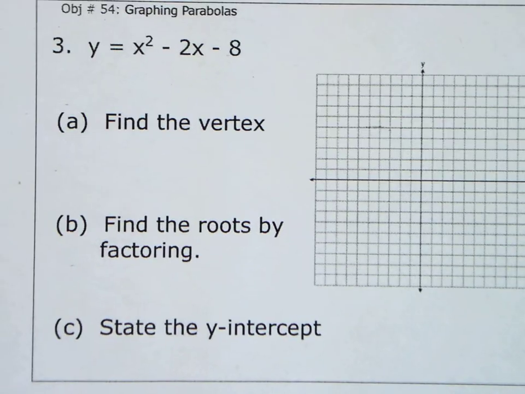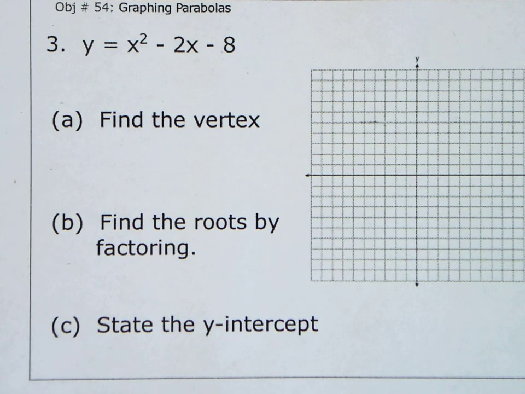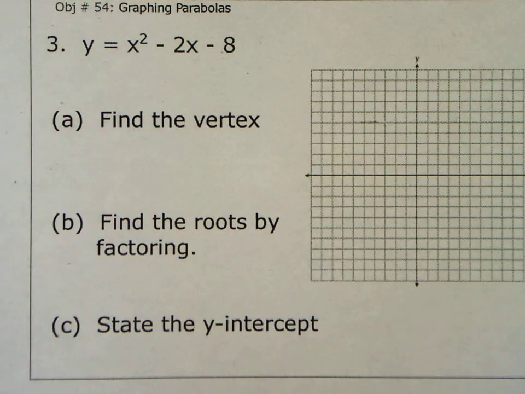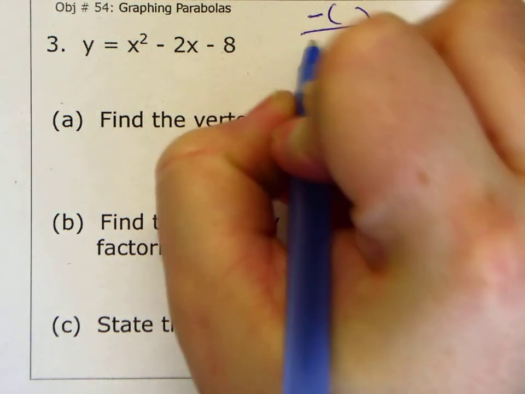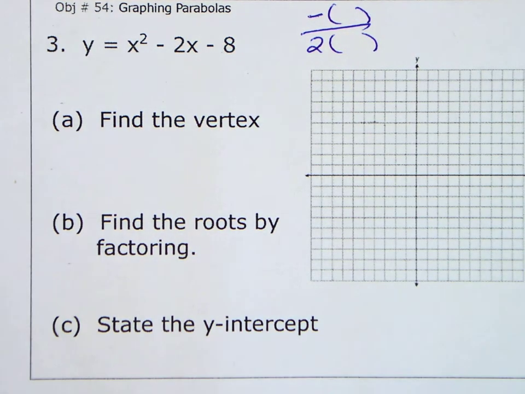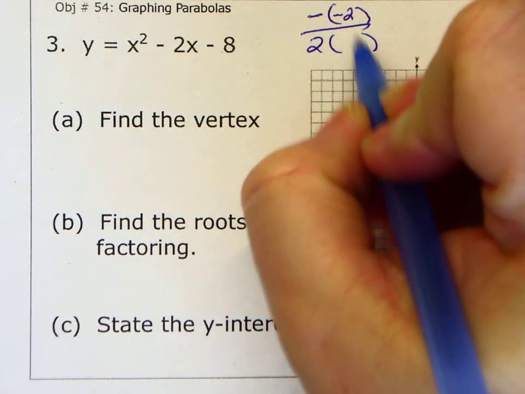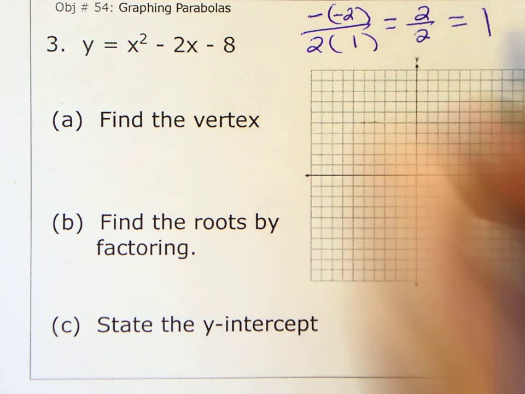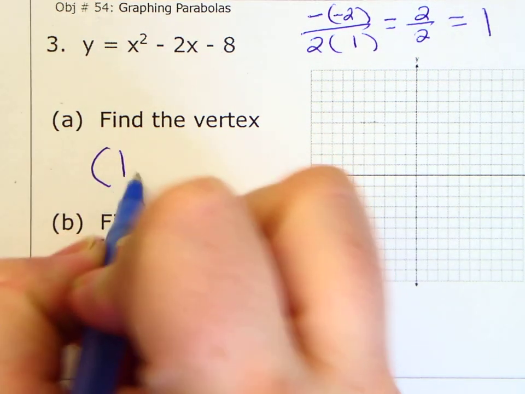All right, last one. Again, pause the video and try it on your own. All right, so we're going to do our negative b over 2a. What's b? Minus 2. And a is 1. So that's 2 over 2 equals 1. So the vertex is 1, comma.